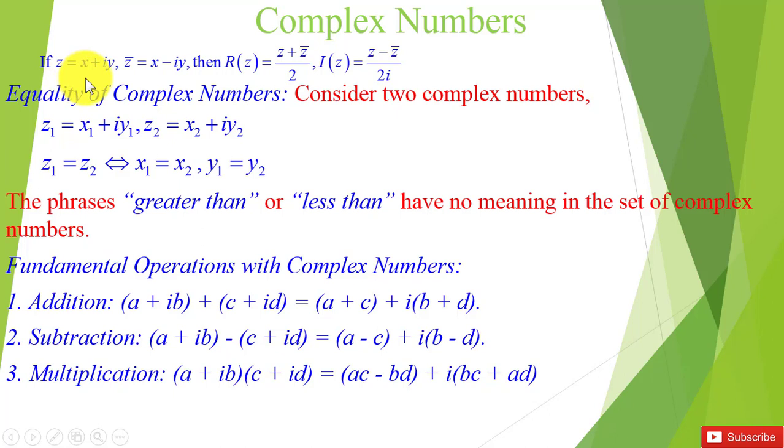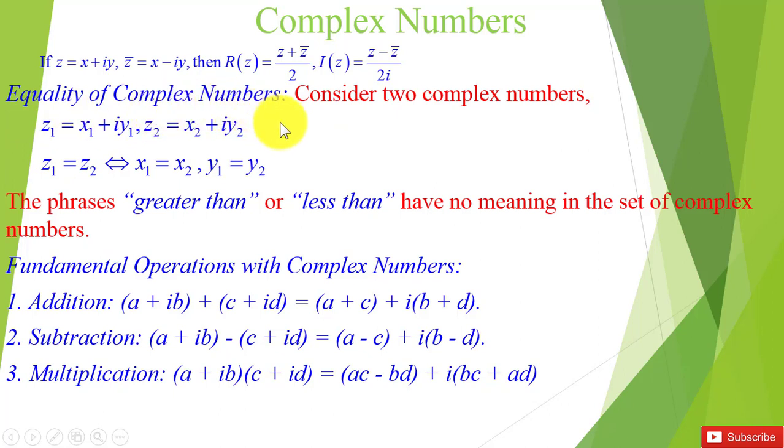If z is equal to x plus iy, z bar is equal to x minus iy, then real of z is equal to (z plus z bar) by 2, and imaginary of z is equal to (z minus z bar) by 2i, where z bar is conjugate of z is equal to x minus iy.